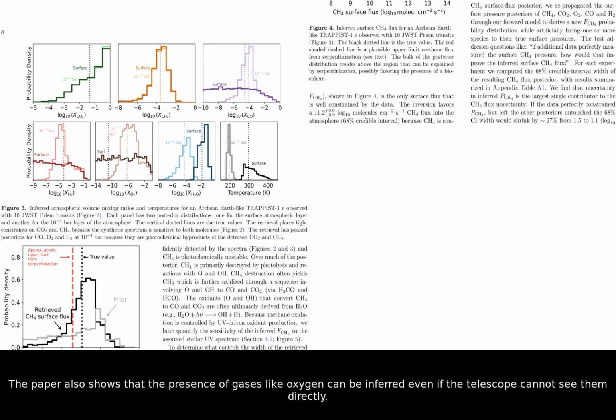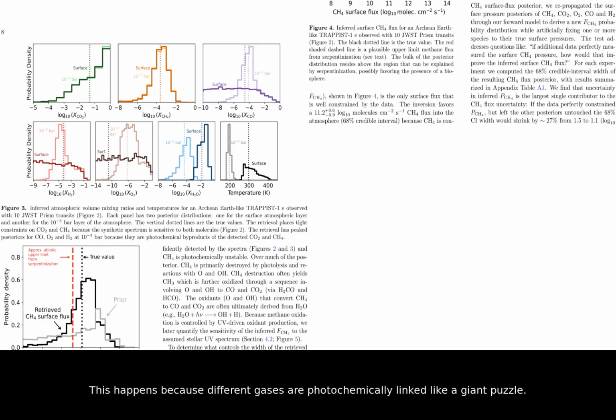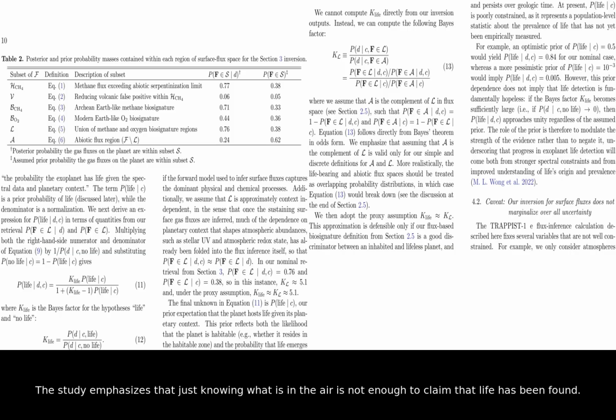The paper also shows that the presence of gases like oxygen can be inferred even if the telescope cannot see them directly. This happens because different gases are photochemically linked like a giant puzzle. By fitting the puzzle pieces together, a much clearer picture of what is happening on the surface emerges. The study emphasizes that just knowing what is in the air is not enough to claim that life has been found. Researchers have to understand the physical and chemical processes that keep those gases in the atmosphere.